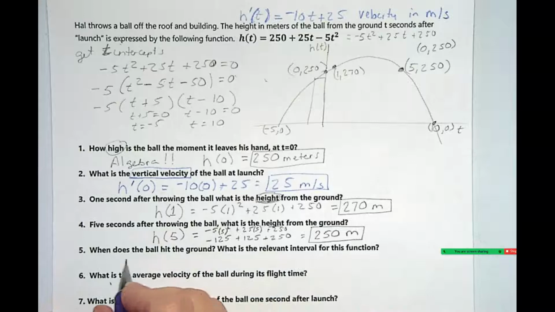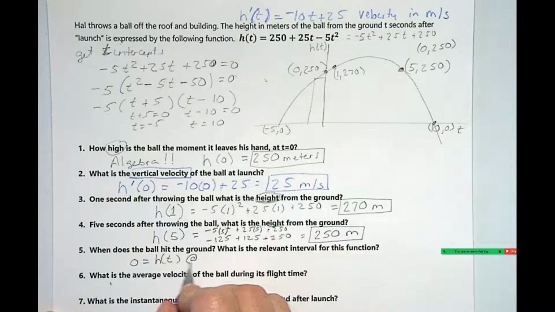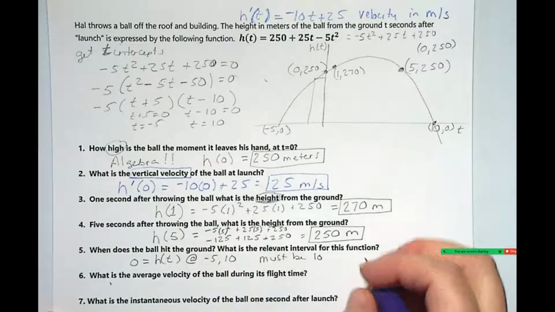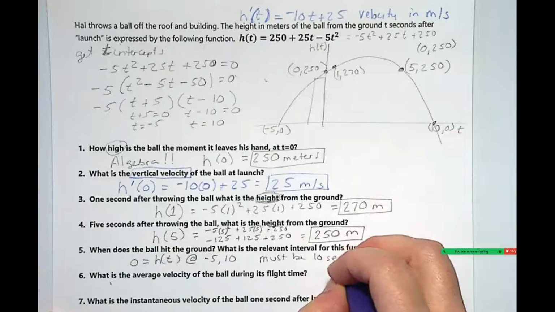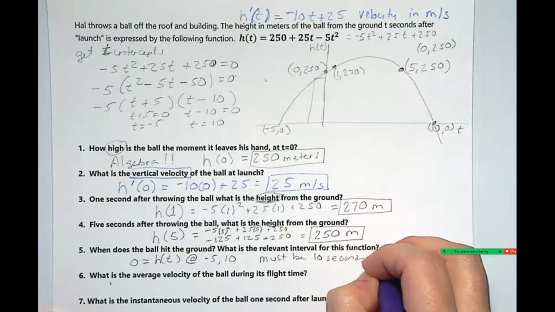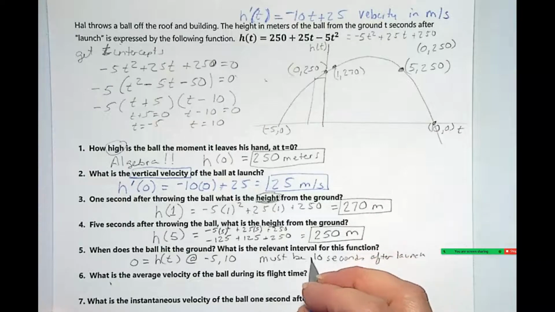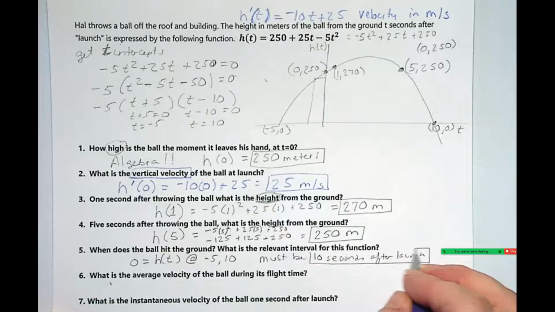So you guys say that this was 0 equals h of t at negative 5 and 10, must be 10. So when does the ball hit the ground? So 10 seconds after launch, which is really silly to say launch when it's just a dude throwing a ball, unless it's a professional baseball player, and then it's okay.